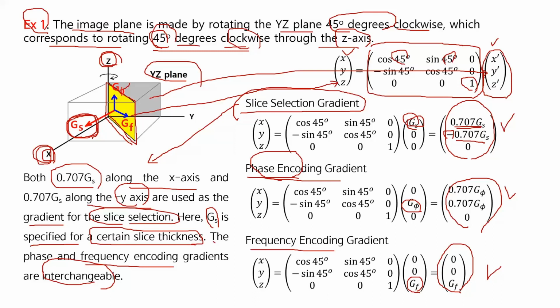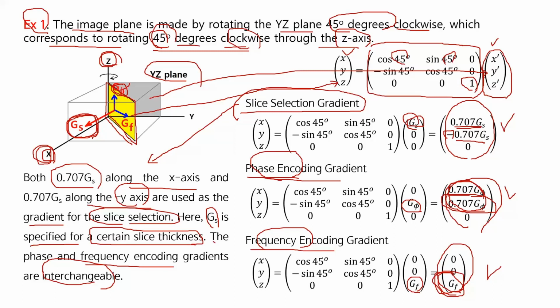So 0.707 G phi in the x direction, and 0.707 G phi in the y direction. That gives the phase encoding gradient in the yellow plane. So also the phase encoding coordinate G phi and GF are interchangeable.